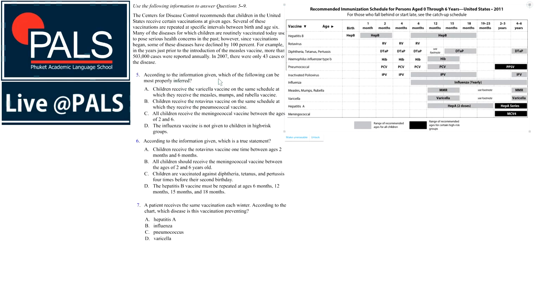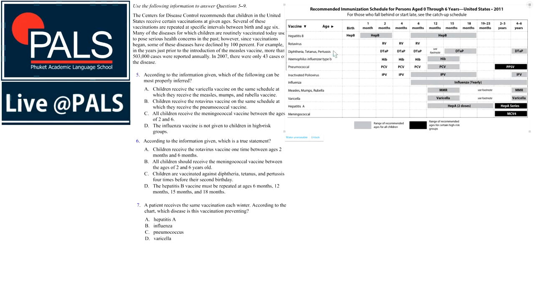So according to the information given, which of the following can be most properly inferred? Children receive the vaccinella vaccine on the same schedule at which they receive the measles, mumps, and rubella vaccine. Children receive the rotavirus vaccine on the same schedule at which they receive the pneumococcal vaccine. All children receive the meningococcal vaccine between ages 2 and 6. The influenza vaccine is not given to children in high-risk groups. So, to be able to answer this question, we have to understand this table here.